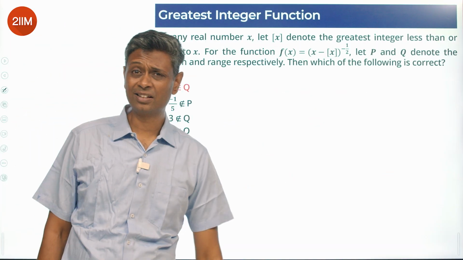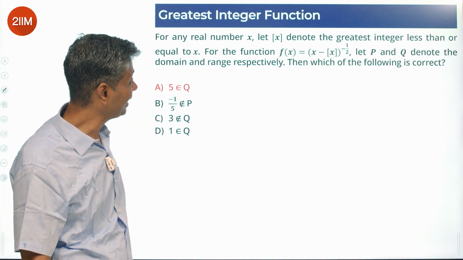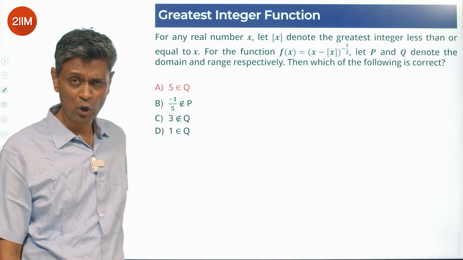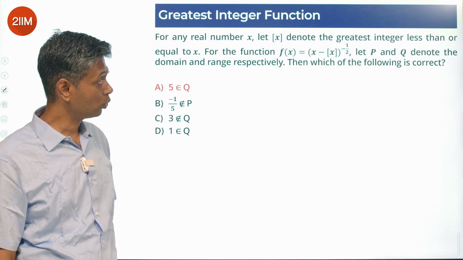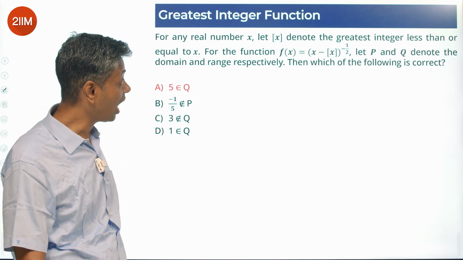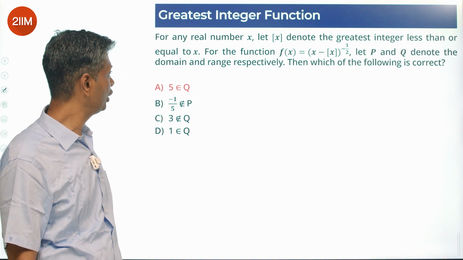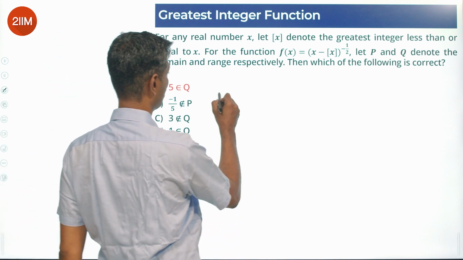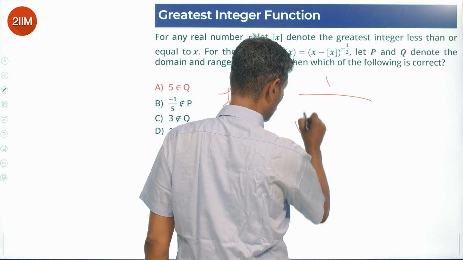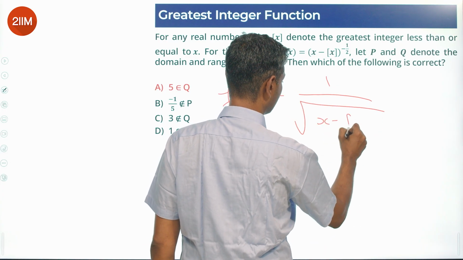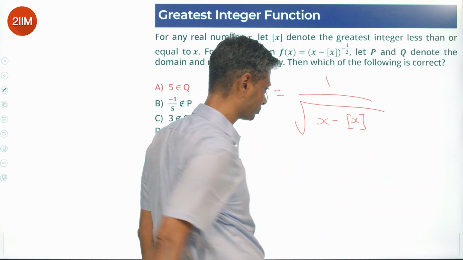For any real number x, let the greatest integer of x denote the greatest integer less than or equal to x. For the function f of x equal to 1 by square root of x minus greatest integer of x, let P and Q denote the domain and range respectively.